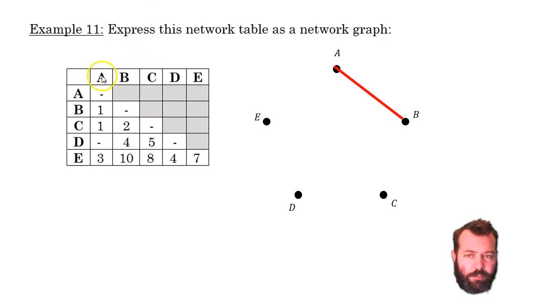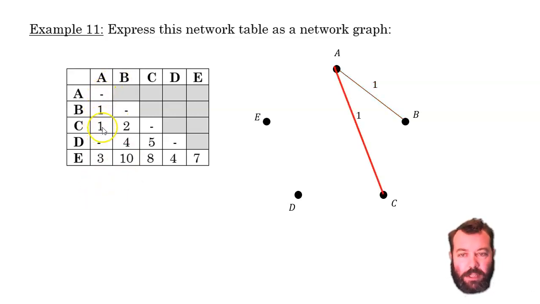Then we have a look. I'm going to go down the A column. So nothing from A to A. To B, there is an edge, and I've labelled that with a 1. Next up, from A to C, there is an edge, and I've labelled that one as well. There's nothing from A to D. The next one is from A to E, so I draw that in and label it with a 3. So those are all the edges coming out of A. You can see 3 edges in the A column, and there's my 3 edges there.